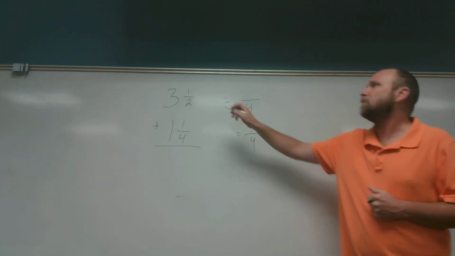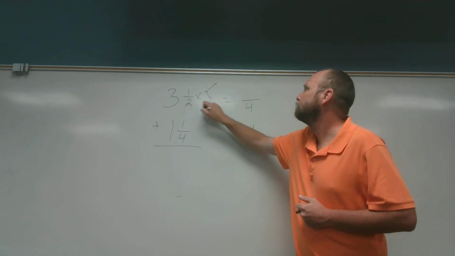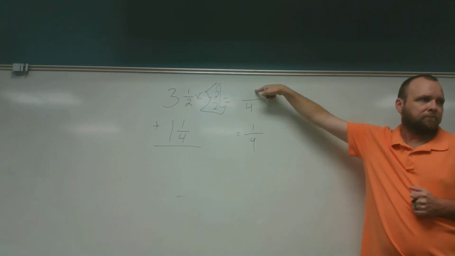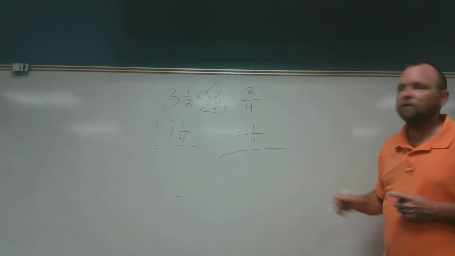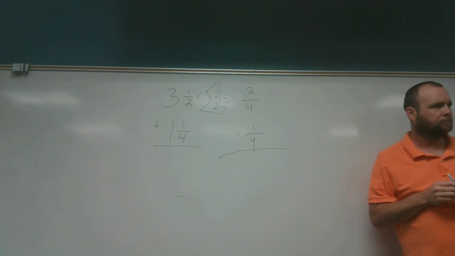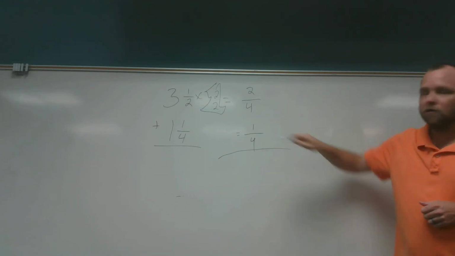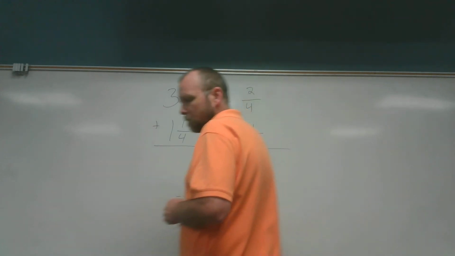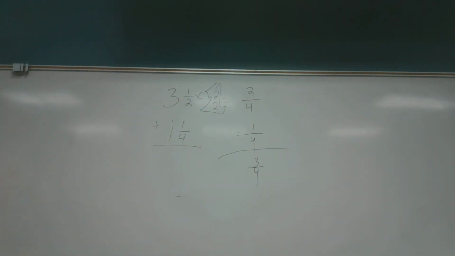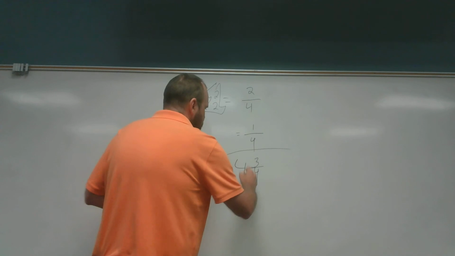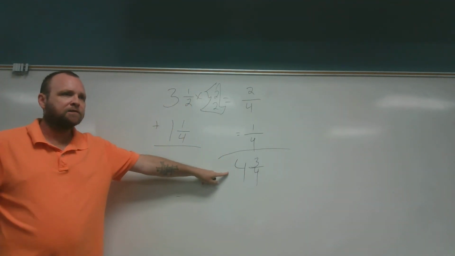What do I multiply the top one by, Kinley? By 2. So what's my numerator? 2. What do I do next, Kinley? What's 2/4 plus 1/4, Kinley? 3/4. Is that a proper fraction? Yeah. Can it be simplified? No. And then 1 plus 3 is what, Kinley? 4.